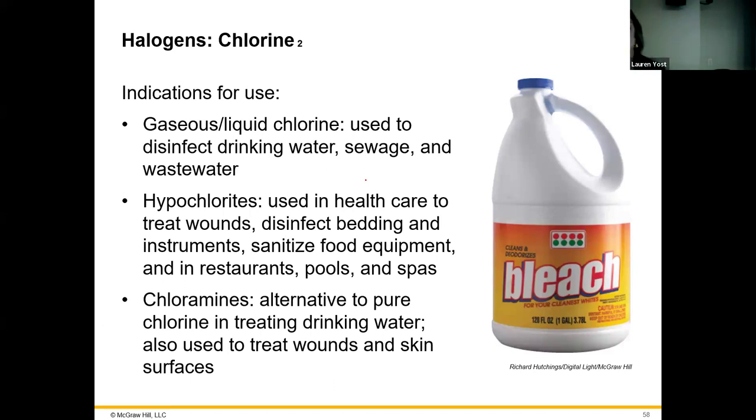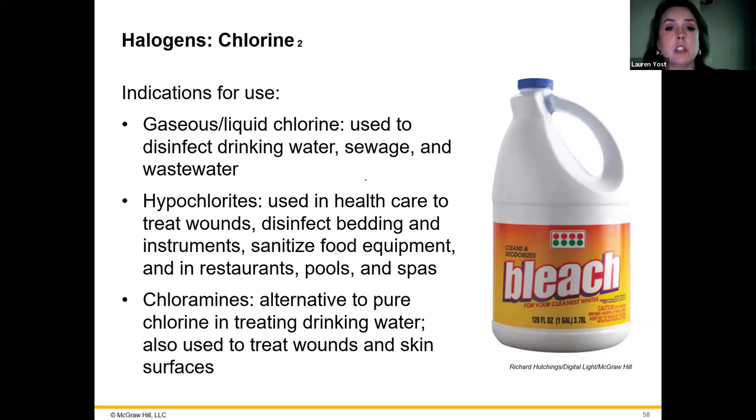So, indications for using these: disinfecting water, sewage, wastewater. I am not telling you to drink bleach, okay? I'm telling you if you had to put dilute amounts in your water, it can be somewhat effective at controlling microbes. I'm not saying do it every day, but if it came down to, you know, a dire situation, okay?